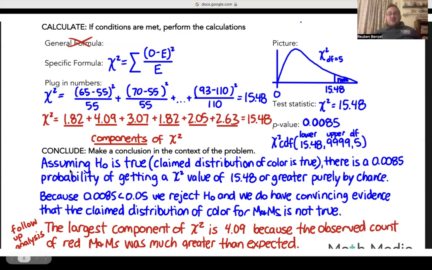And the conclusion is that there is a very, very low p-value, getting that chi-squared of 15.48 or greater purely by chance. So if you include that verbiage, that's good. And then you can include your usual rejecting of the null hypothesis and say that we have convincing evidence. We do have convincing evidence that the claimed distribution is not true.